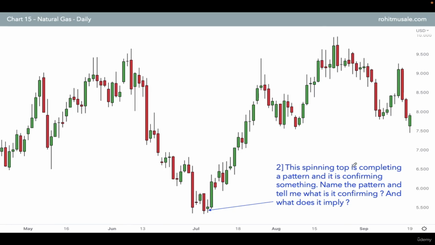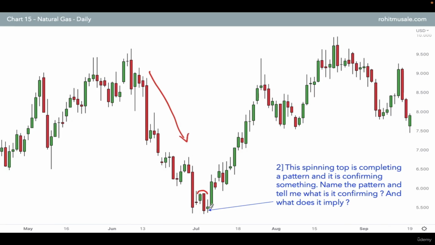The spinning top is completing a pattern and it is confirming something. Name the pattern and tell me what it is confirming. So, the spinning top completes a bull harami. That's number 1. It is confirming something. What is it confirming? If you look at these 2 candles, if those 2 candles had come after an uptrend, we would call it a bearish engulfing pattern. But since it is coming after a downtrend, we call it a last engulfing bottom.